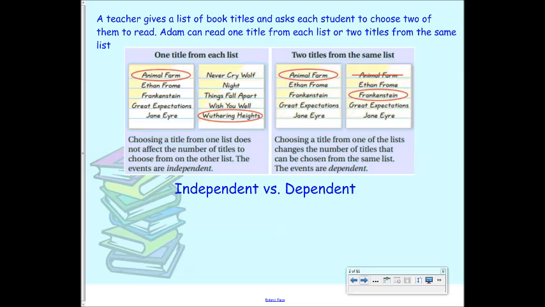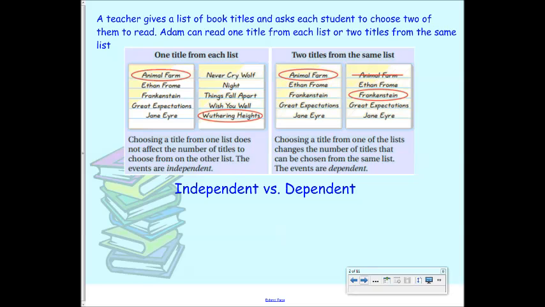So in this instance, Adam can choose either 2 from the different lists or 2 from the same list. Which of these would be an independent event and which would be a dependent event? In the first one, he's choosing a title from each list. Would this be independent or dependent? It's independent because if he chooses Animal Farm, does that affect what he can choose for his second book? No. But if he chooses Animal Farm over here, what happens when he chooses the second book? He can't choose Animal Farm again.